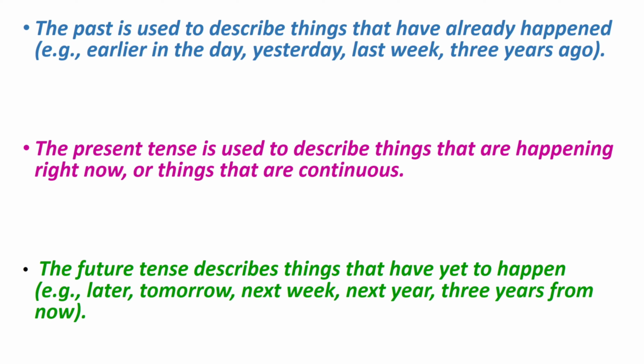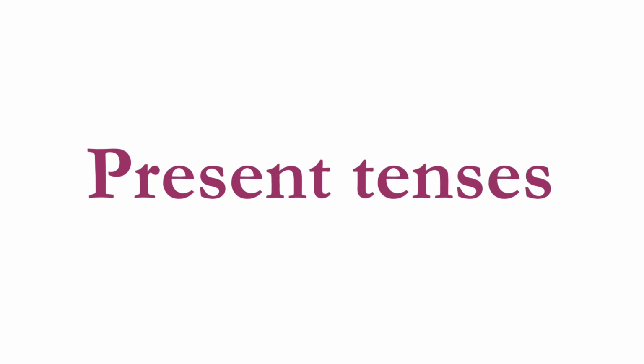years ago. The present tense is used to describe things that are happening right now, or things that are continuous. The future tense describes things that have yet to happen, for example later, tomorrow, next week, next year, 3 years from now. In this video we speak about all the points about present tenses.